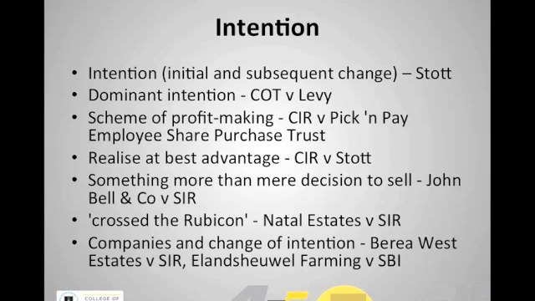Natal Estates was a farming company. They farmed sugar and they had considerable plantations. And that was their intention, but at the same time they were aware that the demand for land was likely to increase. And at some point they decided that they could make more money by selling the land than they could by continuing to farm sugar on the land. So they decided to sell the land, much like Stott did.